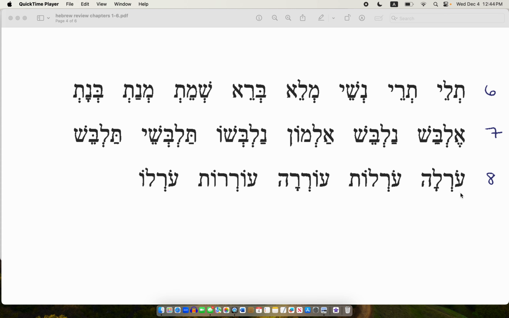So line 8, or la, or lot. Now we have 2 reishes. We want to hear both of these. So the schwa will be pronounced with the resh, and this ah vowel sound is going to be pronounced with the resh. O, re, ra.